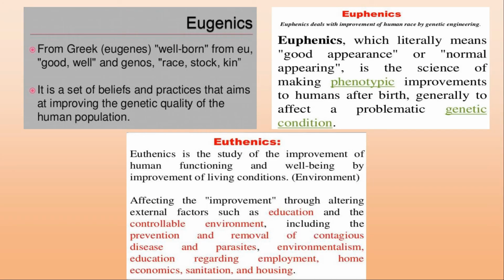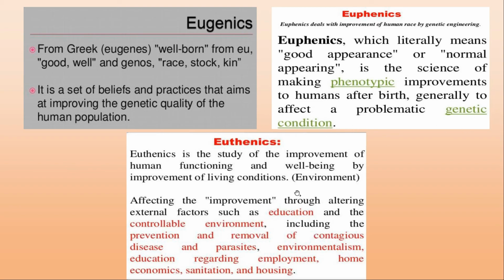Next we have the concept of eugenics. Eugenics is a term from Greek. Eu means true or good, well. So well born. It is a set of beliefs and practices that aims at improving the genetic quality of the human population, which is called eugenics. What is eugenics? Eugenics deals with the improvement of the human race by genetic engineering. By changing the genes, the appearance or the phenotype of the individual can also improve. So eugenics, which literally means good appearance and normal appearance, is the science of making phenotype improvement to the human after birth, generally to affect a problematic genetic condition.